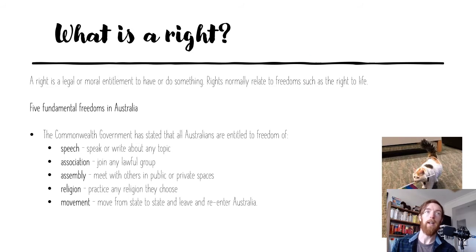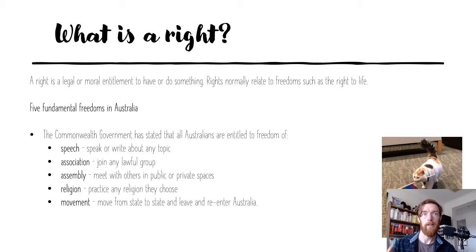So what is a right? A right is a legal or moral entitlement to have or do something, and rights normally relate to freedoms such as the right to life. In Australia, we've got 5 fundamental freedoms that the Commonwealth Government has stated that we all have. So we've got the right to speech, to speak or write about any topic. That's free speech essentially. You can write or speak about any topic as long as it doesn't negatively impact on someone else. Association, you can join any lawful group.